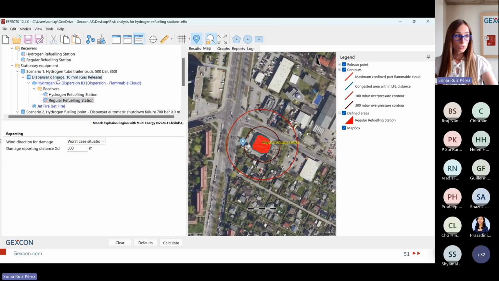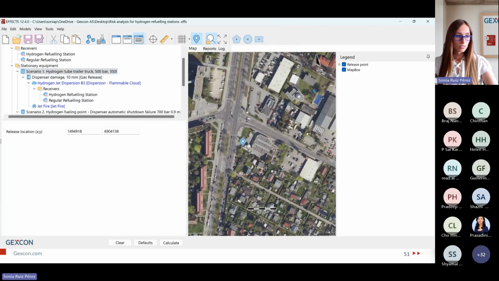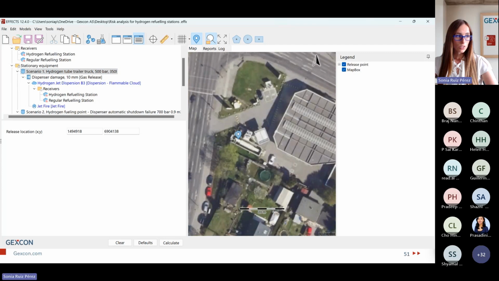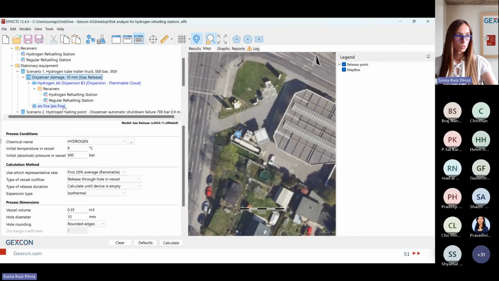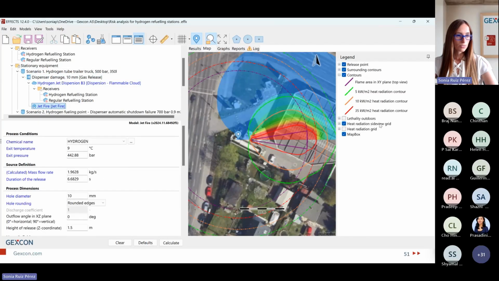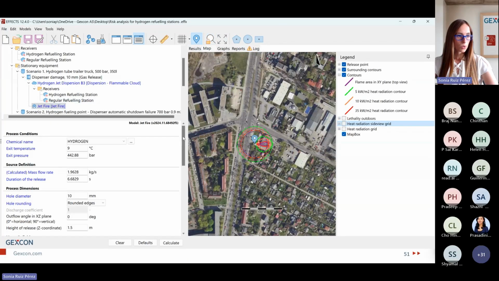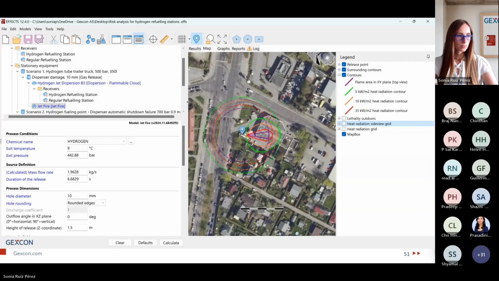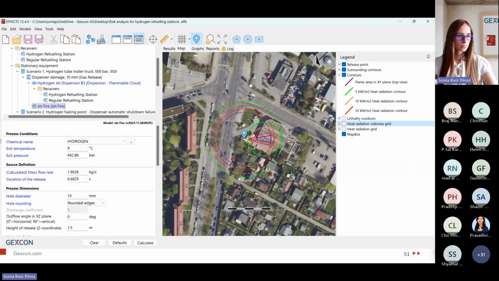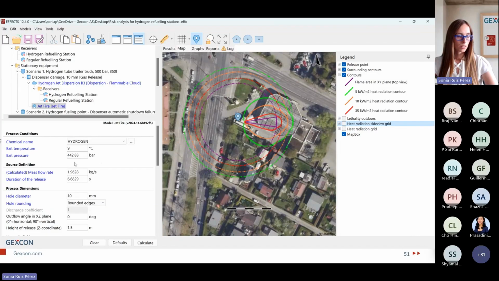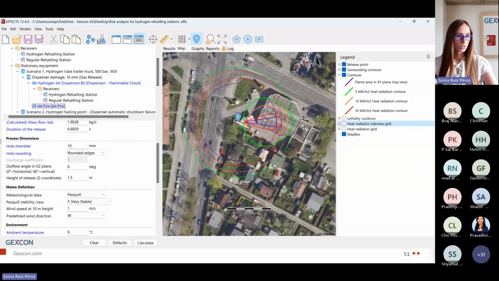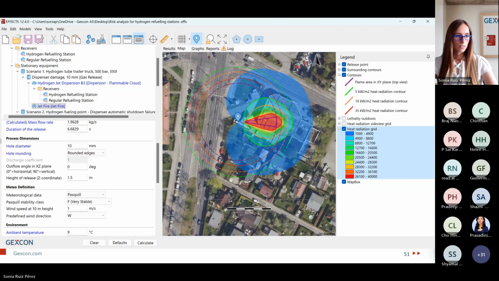And if you have an ignition source very close to the hydrogen refueling station, you could also use the results from the gas release model to calculate the jet fire. And again, this jet fire model would use as input parameters the results of the outflow model to calculate the extent of this jet fire.